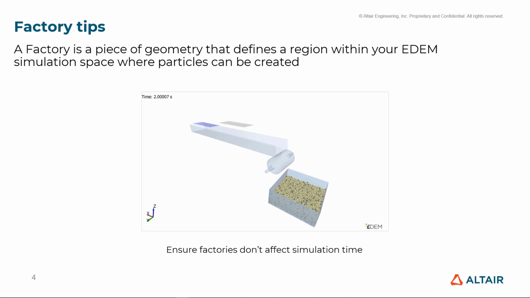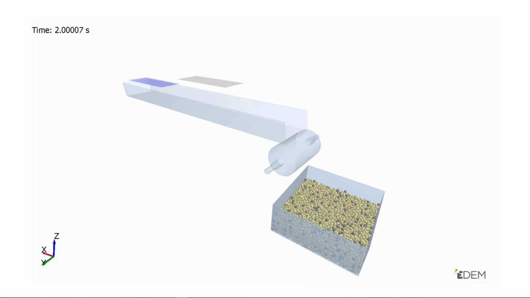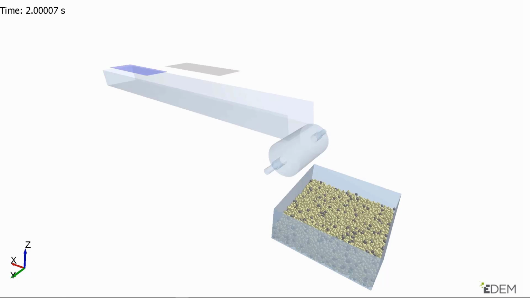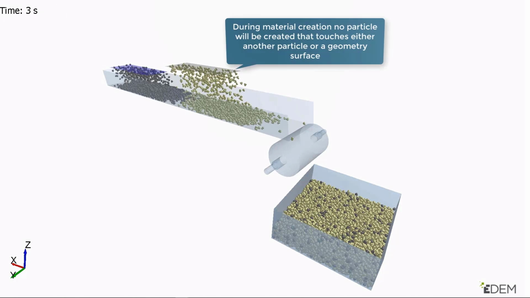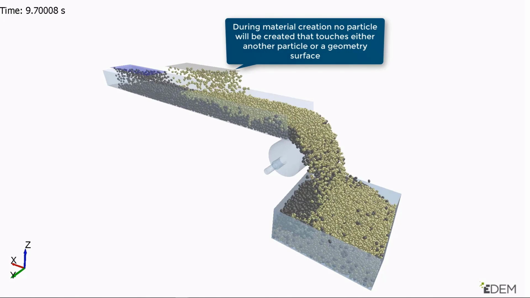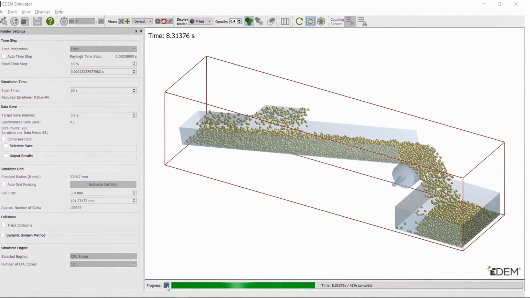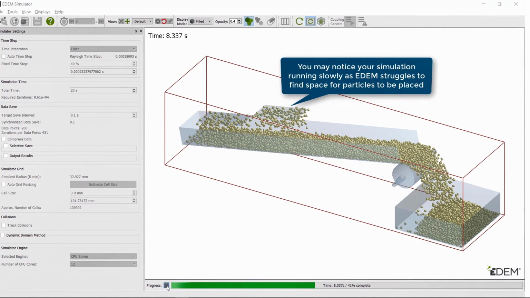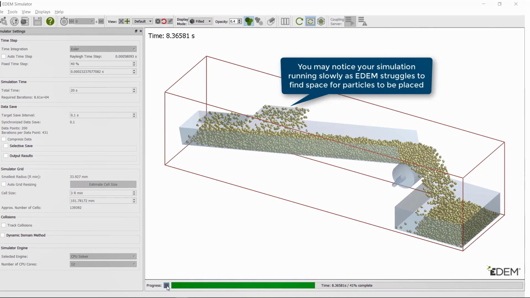Let's start with factories. A factory is a term we use in IDEM to introduce material into the simulation space. So in this part of the presentation, I want to give you some tips on how you can improve or optimize your factory. The key point here is that no particle will be created that touches another particle or a geometry. And because of this, it is important to make sure that your factory geometry has the correct size for the creation rate that you set.